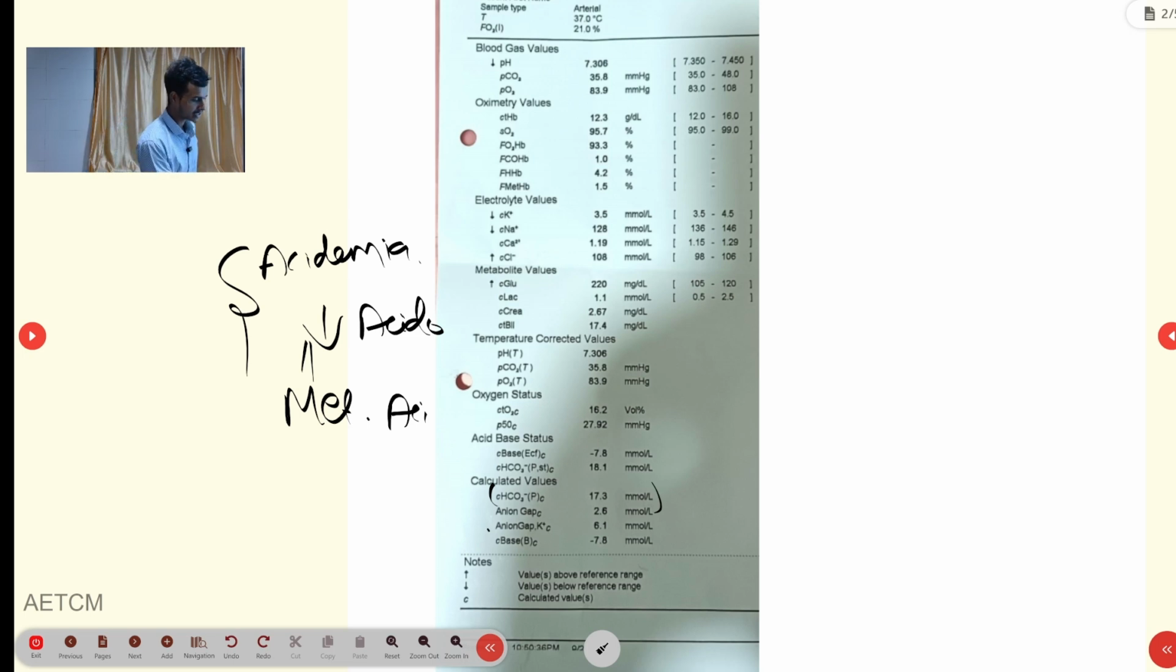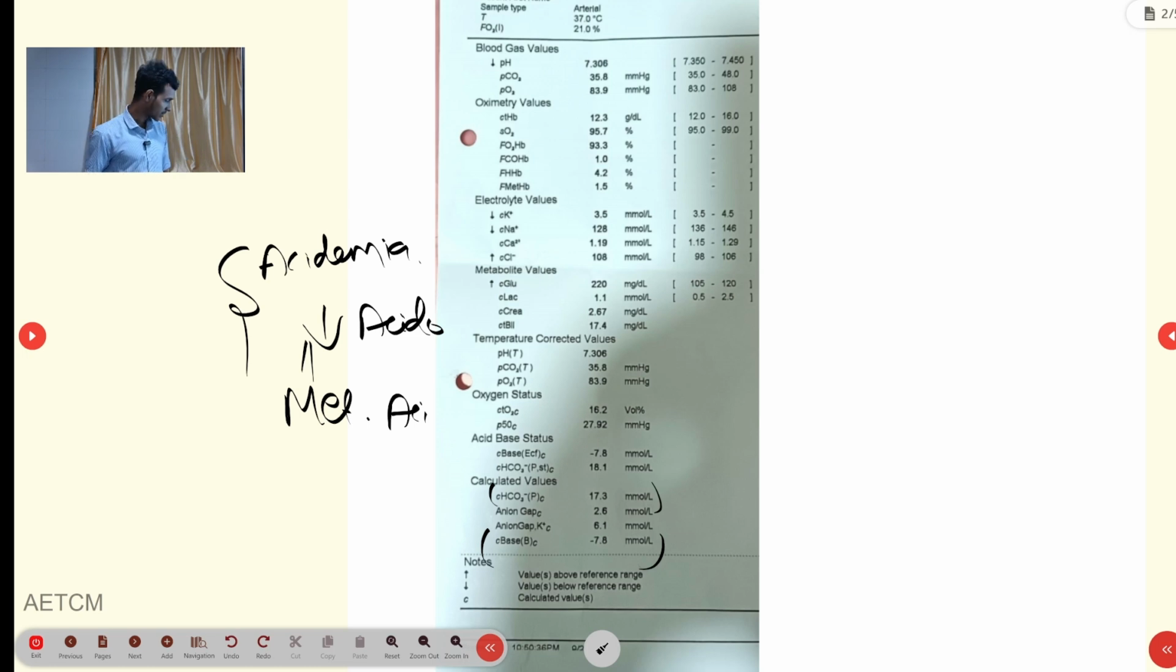Still, if you want to check more, you can check the base level also. In your ABG you can check the base. Base will usually be mostly -2 to +2. That is the normal range. If it is going more minus, like here you can see the -7.8, that is clearly indicating there is a base deficit. If it is going more than 2, or you are getting +4, +5, that is base buildup, indicating metabolic alkalosis. So these are the first step.